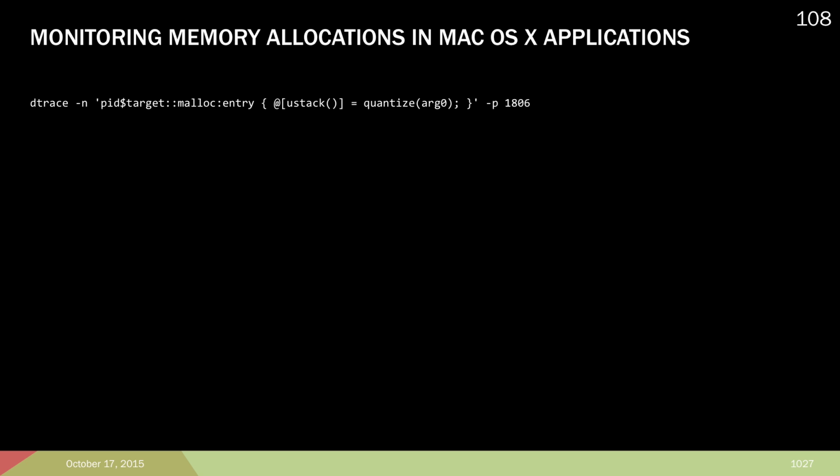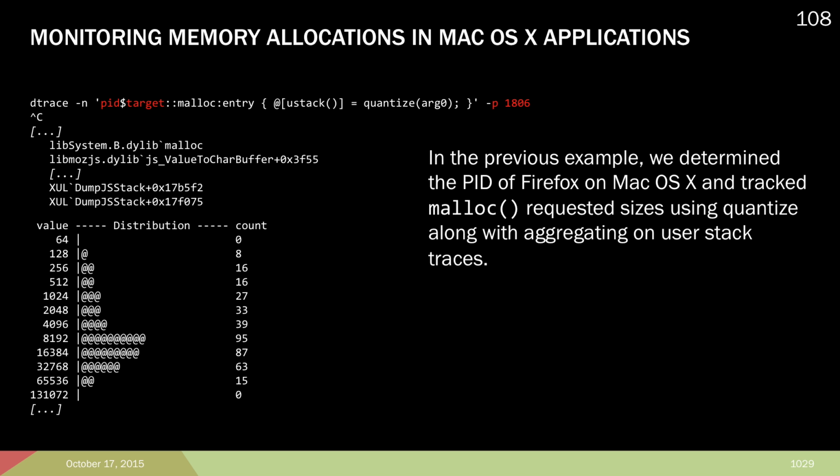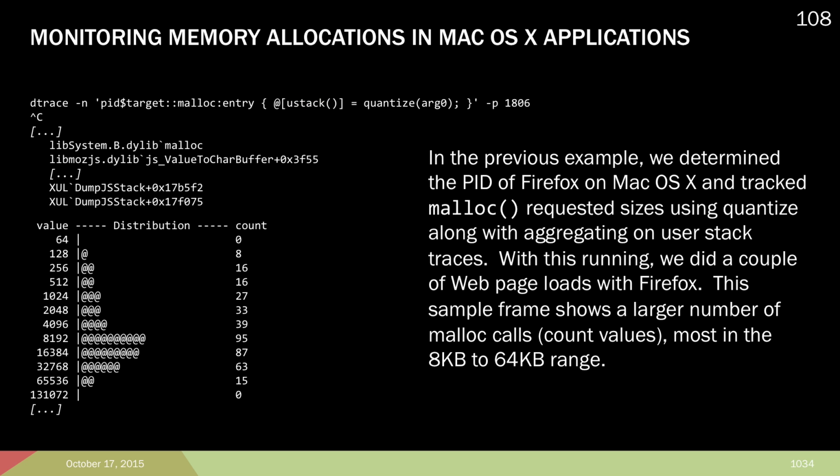Monitoring memory allocation in macOS X. In the previous example, we determined the PID of Firefox on macOS X, and we tracked malloc requested sizes using quantize, along with aggregating on the user stack trace. With this running, we did a couple of web page loads with Firefox. The sample frame shows a larger number of malloc calls, i.e. the count values. Most are in the 8 kilobyte to 64 kilobyte range.